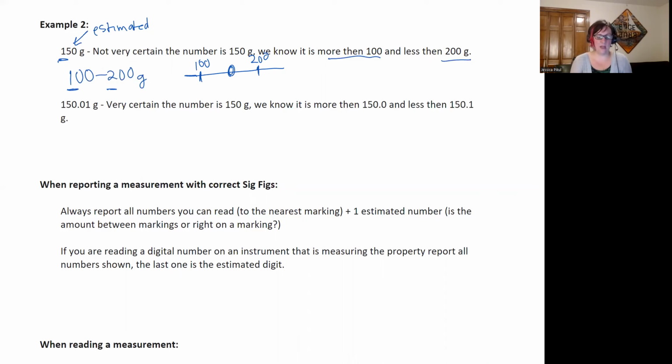If instead we had 150.01, we would definitely be more certain that it was 150 grams rather than 160, right?